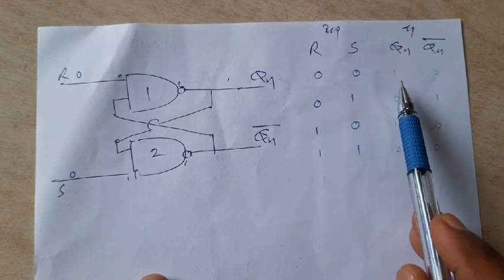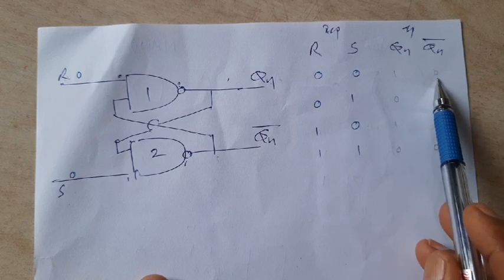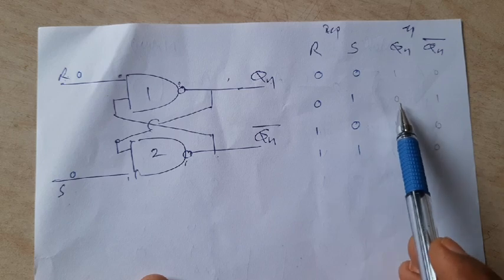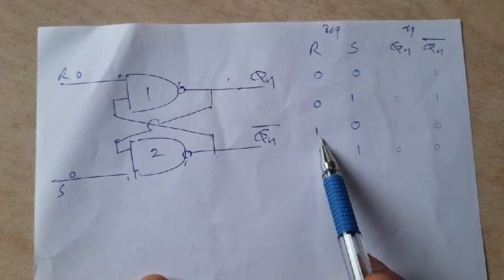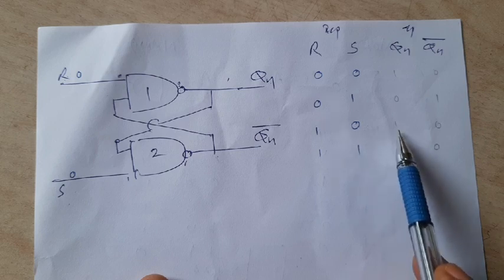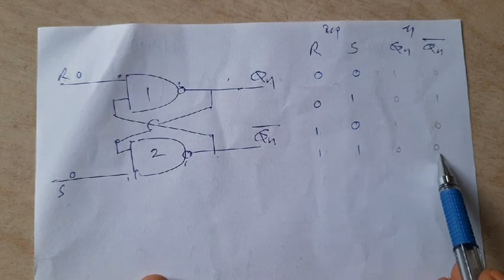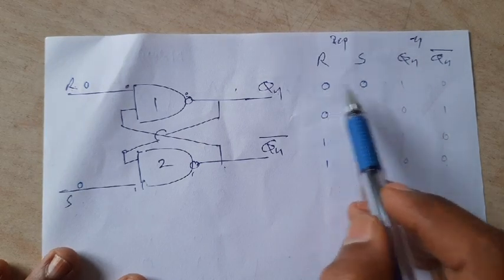For 0 0 you have written Qn to be equal to 1 and Qn bar to be equal to 0. For R to be 0, S to be 1 you have mentioned that it is 0 and this is 1. For R to be 1 and S to be 0 you have written it is 1 and 0, and for 1 1 you have written it is 0 0. Now we will check. We will begin with 0 0.